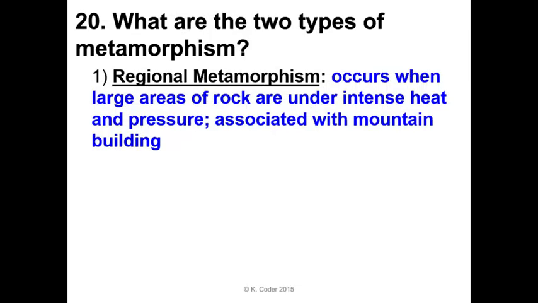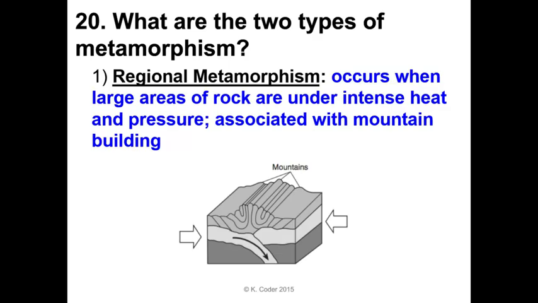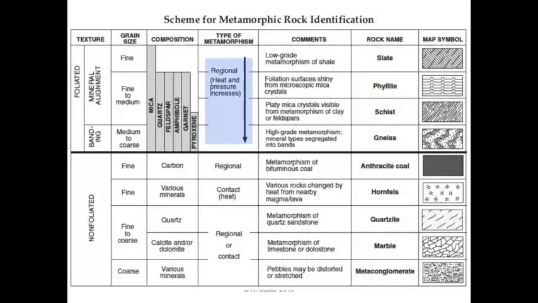Now, regional metamorphism occurs when large areas of rocks are under intense heat and pressure associated with mountain building. Okay, this brings us into plate tectonics, where we see the plates shifting, and as they collide into other ranges, it'll cause a lot of pressure amongst these rocks, and it'll cause folding and everything else. And if it was really deep below the earth, it may come in contact with the asthenosphere, like warmer temperatures from the asthenosphere, which would change the temperature. So all of our foliated rocks are regional metamorphism, with anthracite coal, and also the three on the bottom, quartzite, marble, and metaconglomerate.